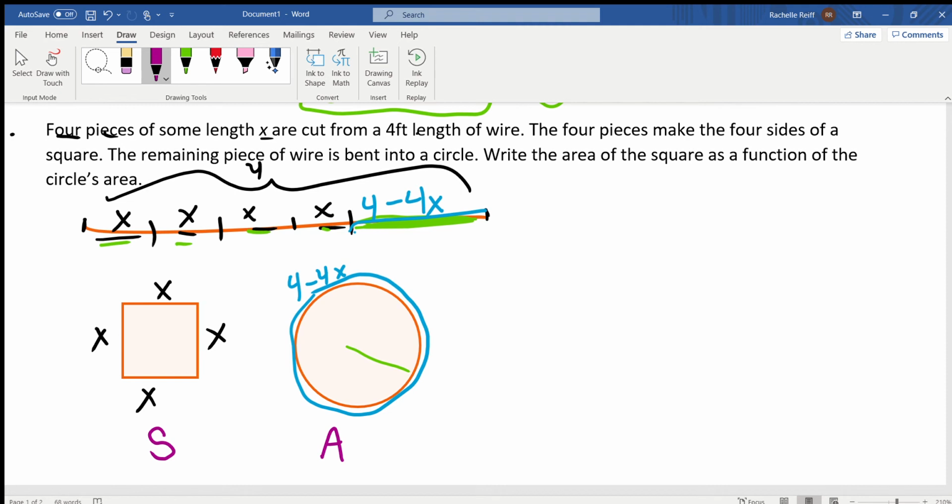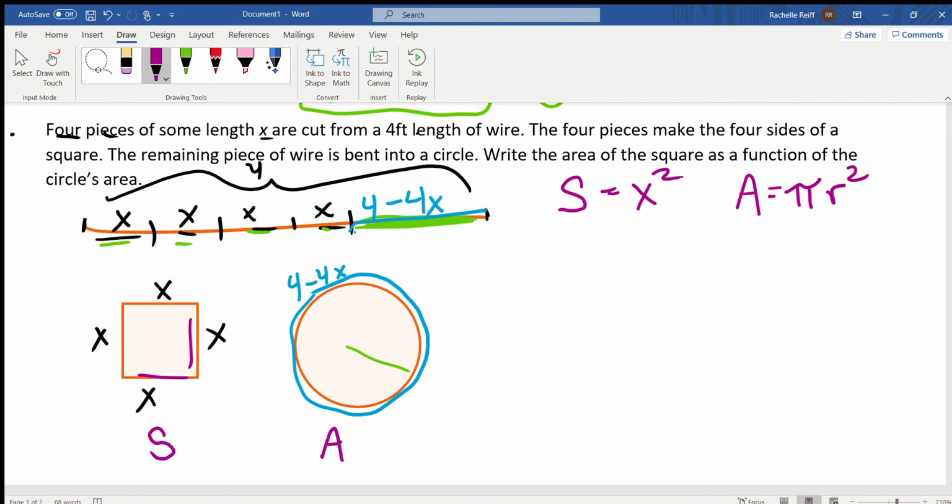So let's write down the basic formulas we know. The area of the square, just like before, is this times this, right? It's x times x, or x squared. And then what about the area of the circle? Well, we know that that is pi r squared. Okay.